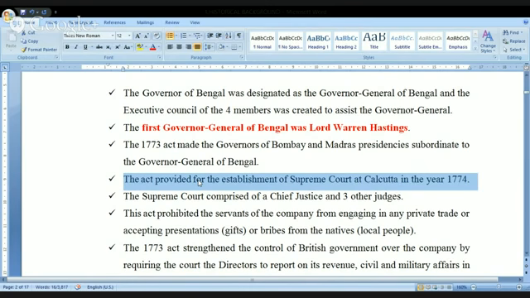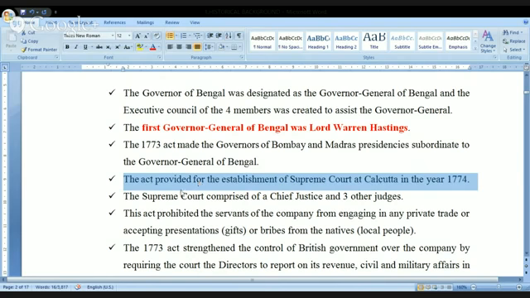But when it comes to today's Supreme Court, in fact, it was established through the Government of India Act of 1935, and it was called the Federal Court of India. Kindly remember, don't get confused. But otherwise, there may be a possibility of a question: through which act was the Supreme Court established in Calcutta? The answer is the Regulating Act of 1773.